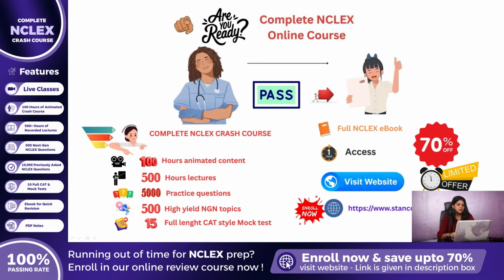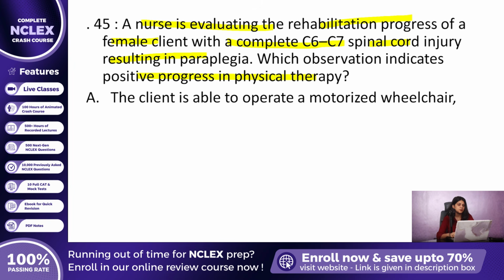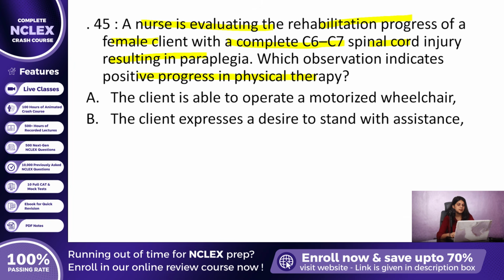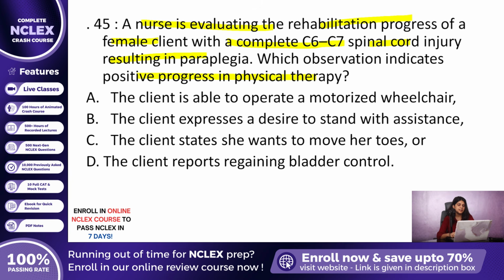Now let us examine a rehabilitation scenario in question 45. A nurse is evaluating the rehabilitation progress of a female client with a complete C6 to C7 spinal cord injury resulting in paraplegia. Which observation indicates positive progress in physical therapy? The options are A. The client is able to operate a motorized wheelchair. B. The client expresses a desire to stand with assistance. C. The client states she wants to move her toes. Or D. The client reports regaining bladder control.